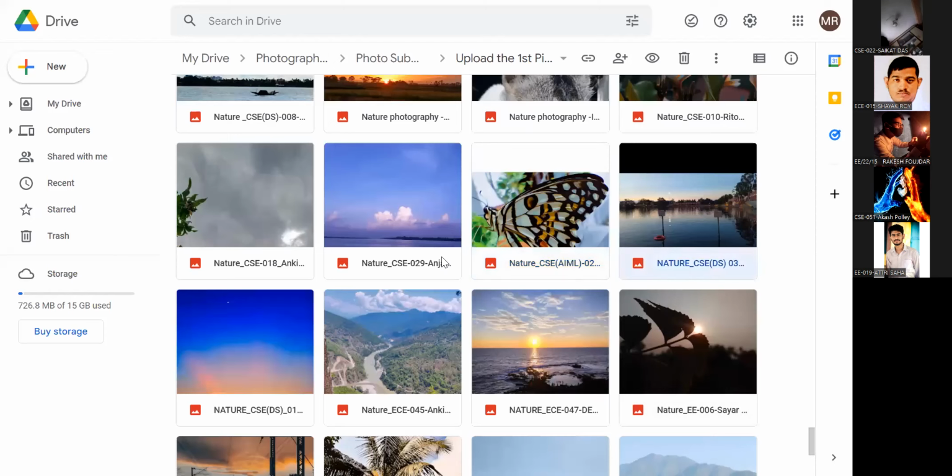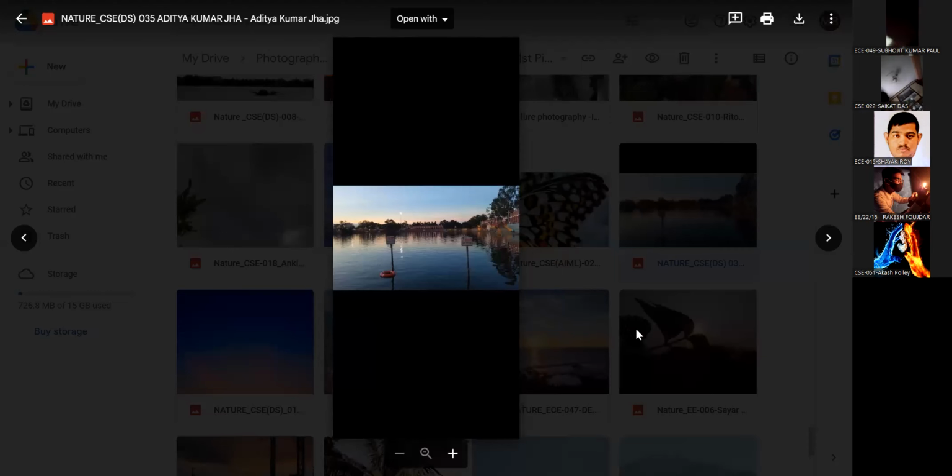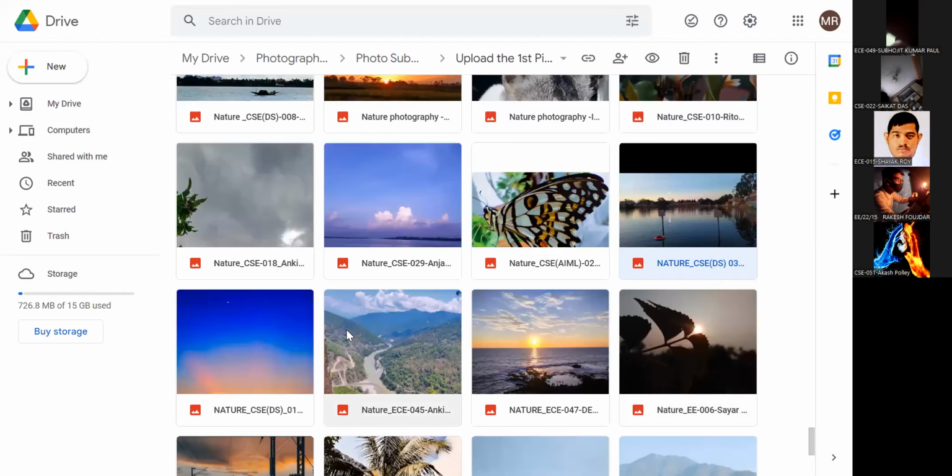Again, this kind of picture. Look at this. Is it a picture on the top and bottom? So many dark shadows are there. What is this? This picture is definitely, I can say, a screenshot of something. So don't post this kind of pictures.